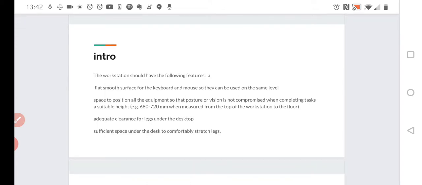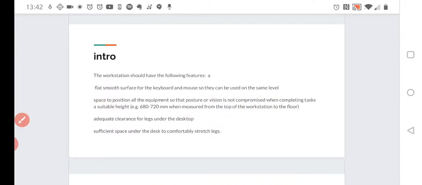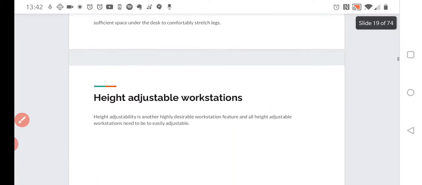So the workstation should have the following features: a flat, smooth surface for the keyboard and mouse, so they can be used at the same level. Space to position the equipment so that the posture of users is not compromised when completing tasks. A suitable height when measured from the top of the workstation to the floor. Adequate clearance for legs under the desktop. Sufficient space under the desk to comfortably stretch the legs.